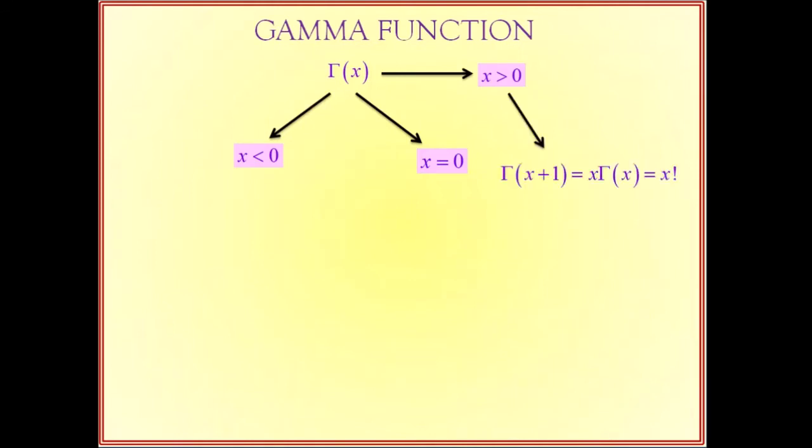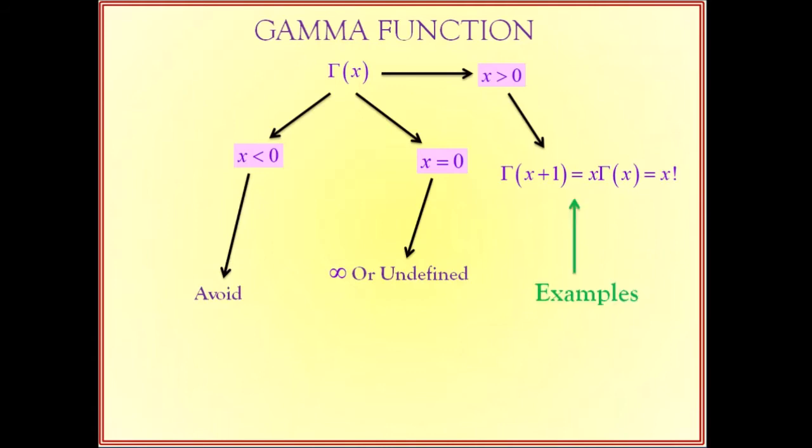If the value of x is greater than 0, then we will apply gamma x plus 1, which equals x into gamma x, which is also equal to x factorial. We will understand it further with the help of an example within a few minutes. If x is equal to 0, then we will consider the value of gamma as infinity or undefined. But if x is less than 0, we will avoid this case and not use gamma.